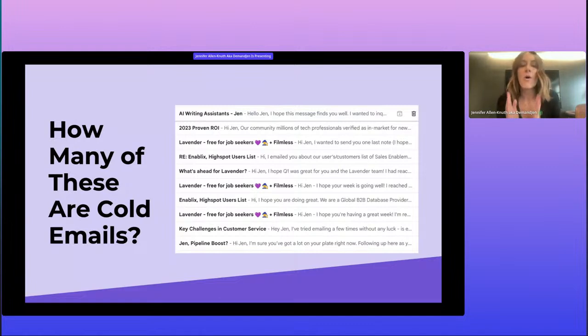Third, look at how almost every single one of these emails starts when you look at the preview text. The preview text is never getting as much shine as the subject line. It's what an executive sees when they look at their inbox in total. Every one of these starts with some form of: I hope this message finds you well. I wanted to send you a last note. I emailed you about our practice. I hope Q1 was great. I hope you're doing great. I've tried emailing, right? We get the point.